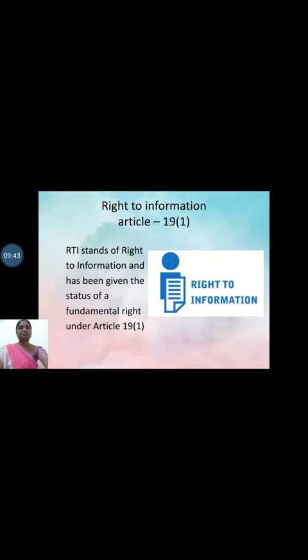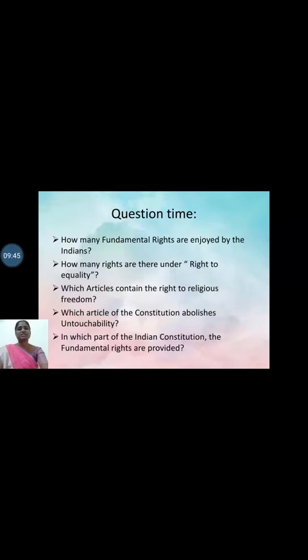Okay, next, coming to the question session. Previously we saw what fundamental rights we have. I will ask some questions, just try to answer them. How many fundamental rights are enjoyed by our Indian citizens? Yes, 6. Yeah, very good.